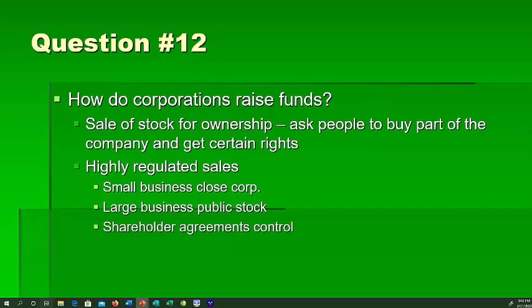Also, within the business itself, that's going to designate how shares of stock are allocated and different classes of stock. So you would look also to the shareholder agreements in addition to the regulations as to what rules will apply.